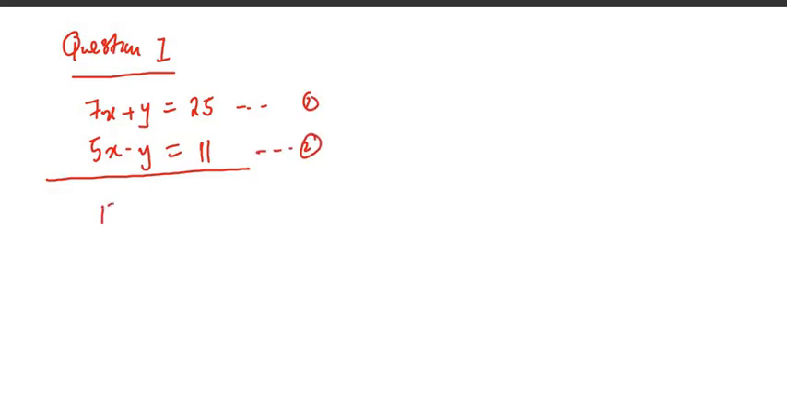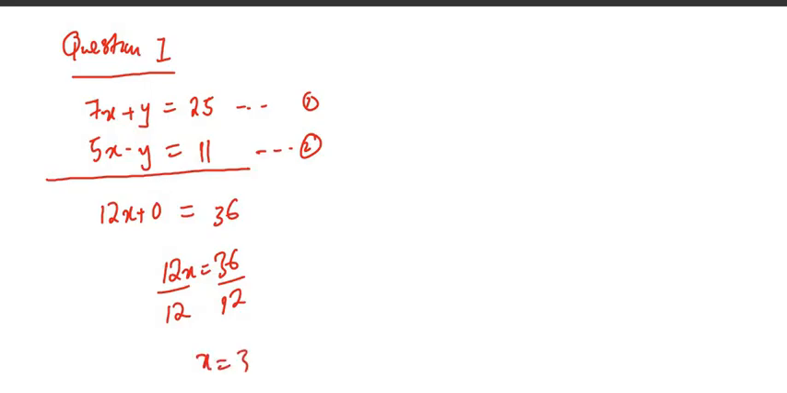So we're simply going to add this. This is going to give us a 0. Then this will be a 36. Then we're having 12x is equal to 36. We divide by 12 and we divide by 12. So it's easy to see that x is just going to be equal to 3.